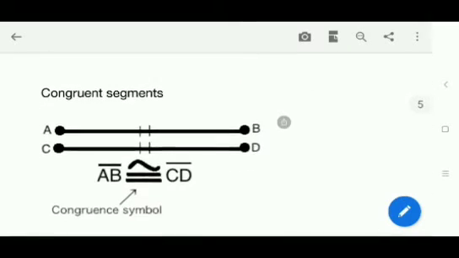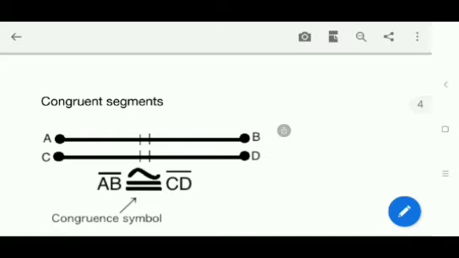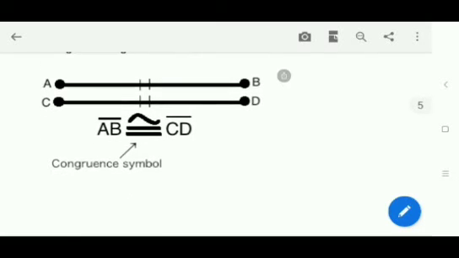Next, we go to congruent segments. Two segments which are equal in length are called congruent segments. As you can see in the figure, segment AB and segment CD are congruent to each other because their lengths are the same. Look at this symbol of congruence. You have done this congruence in your lower class.